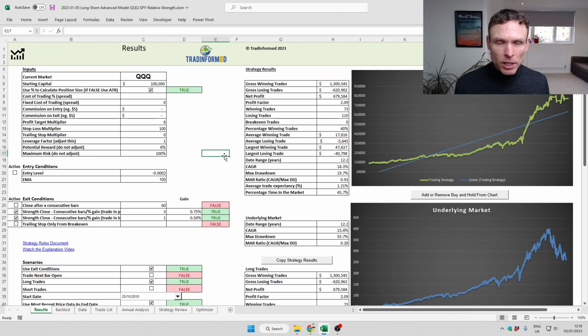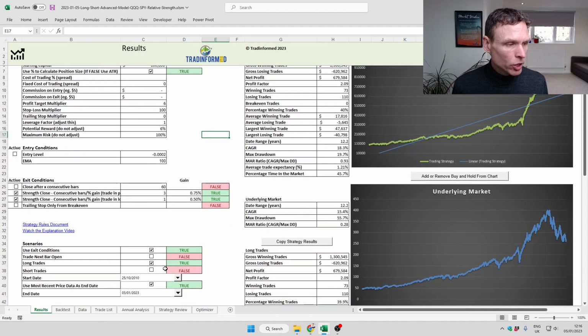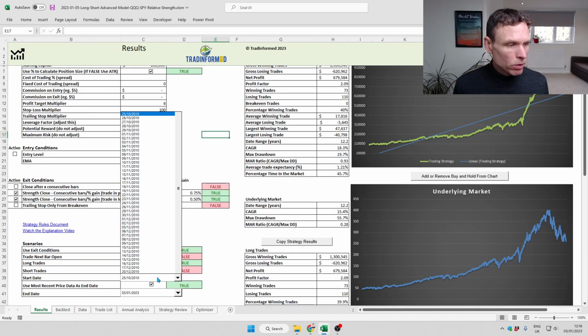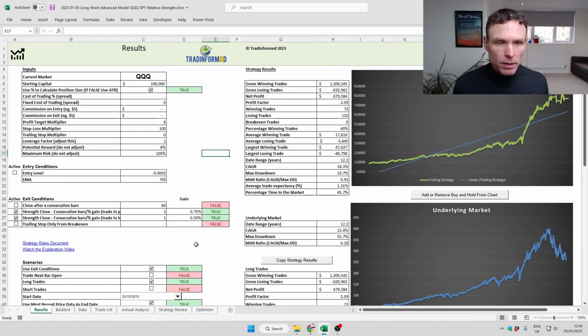Now, I want to make this a fair test comparing the Qs with the TQQQ, so I'm going to compare it over exactly the same historical period. TQQQ started in 2010, and so I've changed my historical dates. I've used the drop-down picker to select the same historical periods. We're going to be taking the same trades, the same trade entries.